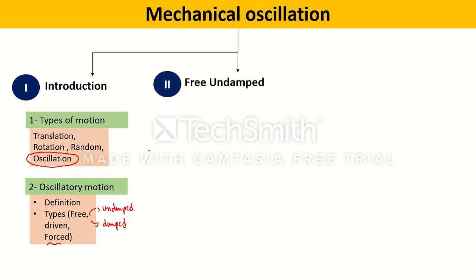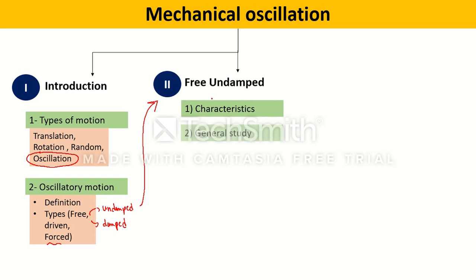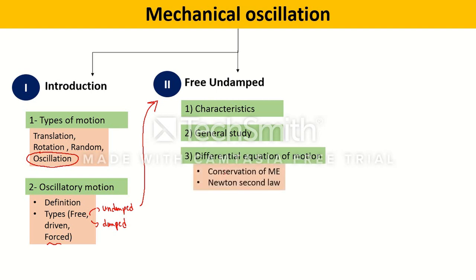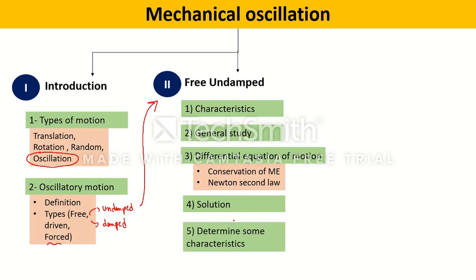Now, we continue. For the free undamped, we'll deal with all these steps. What are the characteristics of free undamped oscillatory motion? What is the general study? How to derive the differential equation of motion using two methods, conservation of mechanical energy and Newton's second law. What is the solution of this differential equation, and how to determine some characteristics in this solution.